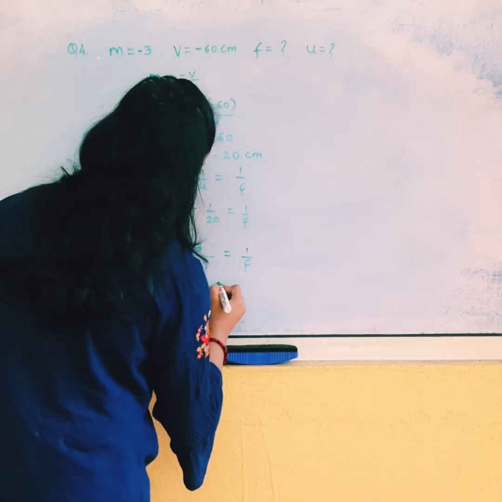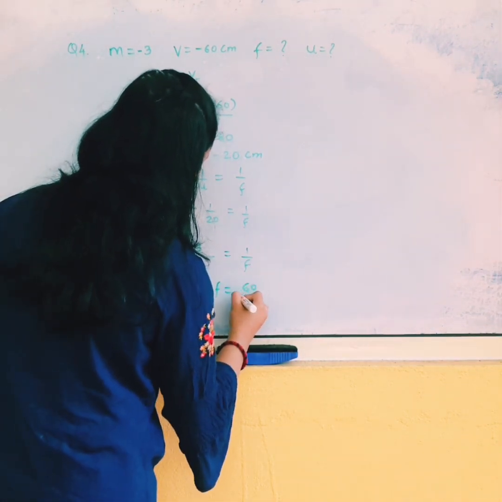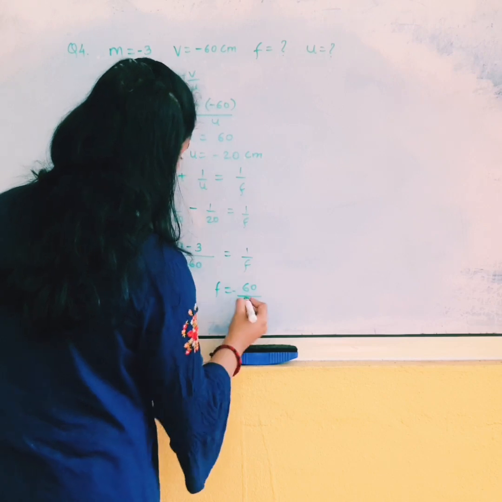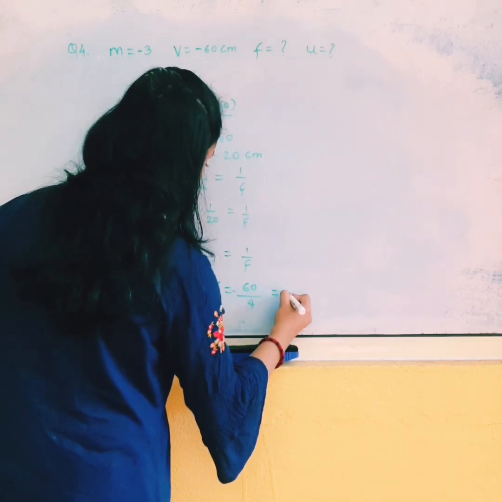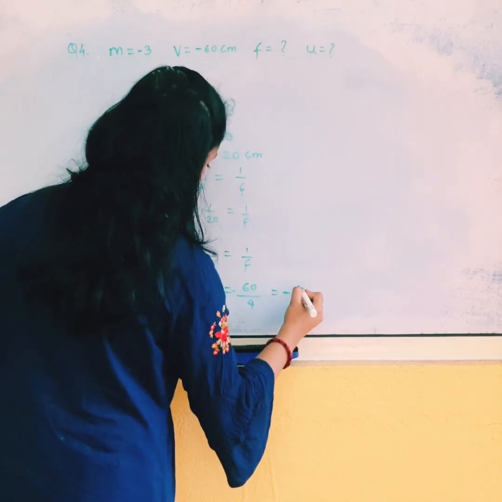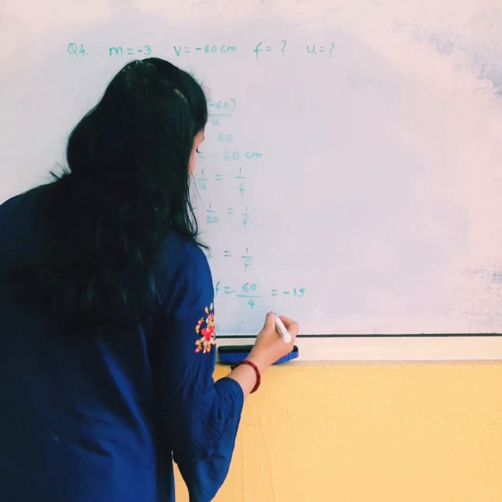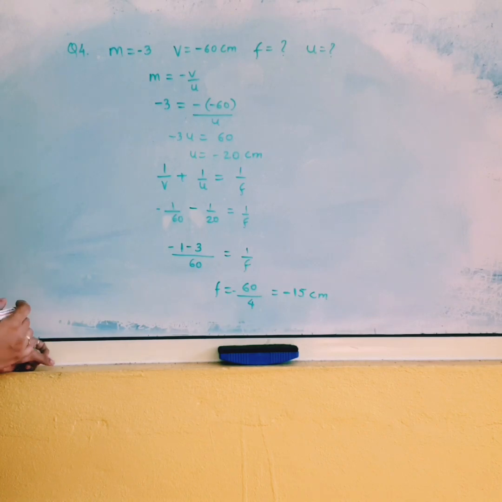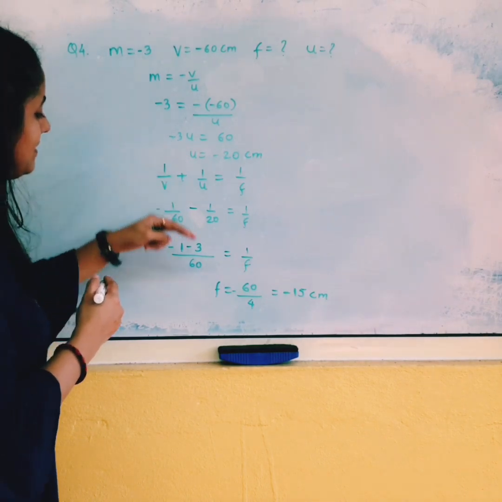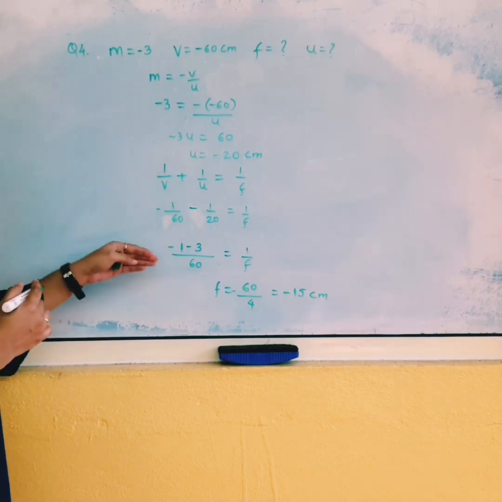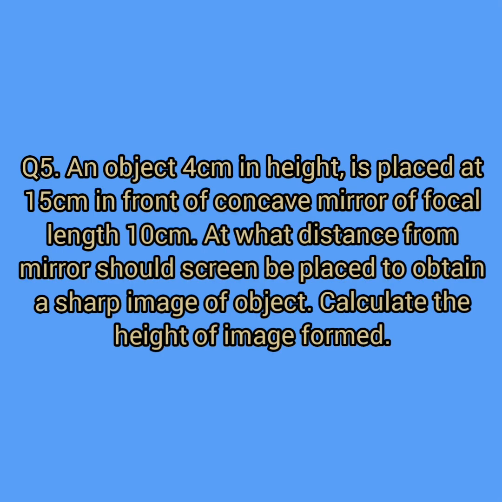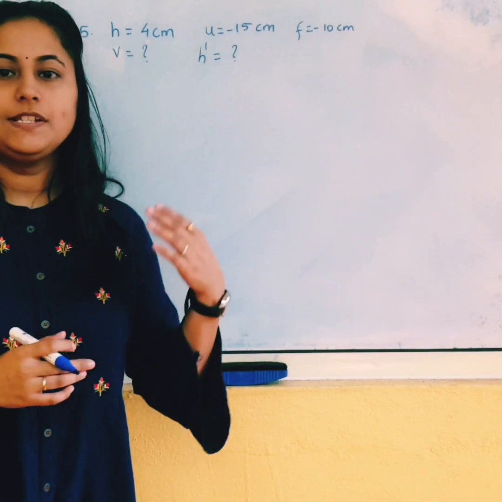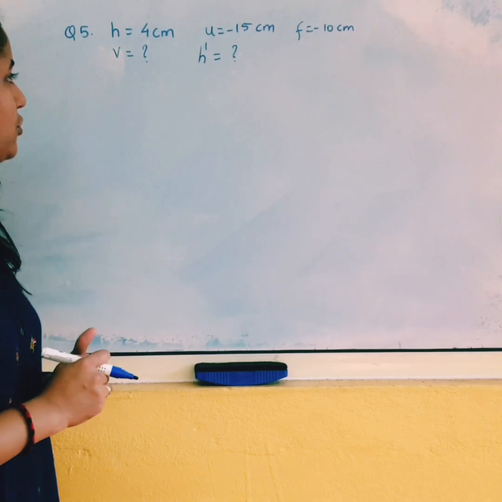So now f will be equal to negative 60 upon 4, which is equal to negative 15 centimeter. So this is your answer. You are asked to calculate object distance and the focal length. So here is the answer. So this is question number 5. Let's see how to solve this.